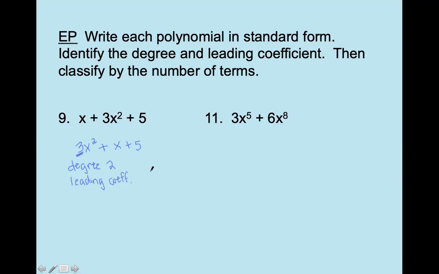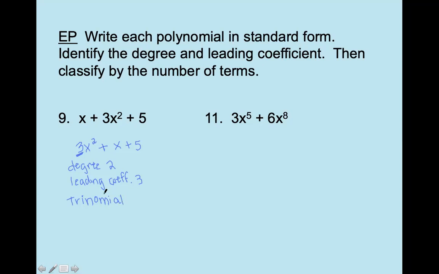And I'm going to abbreviate coefficient here. And then it says classify by the number of terms. Well, let's see, this says 1 term, 2 term, 3 terms. Remember, terms are separated by pluses or minus. Since this is 3 terms, it is known as a trinomial. So one term is a monomial, two terms is a binomial, three terms is a trinomial, and if it has any more than three terms, we just call them polynomials.